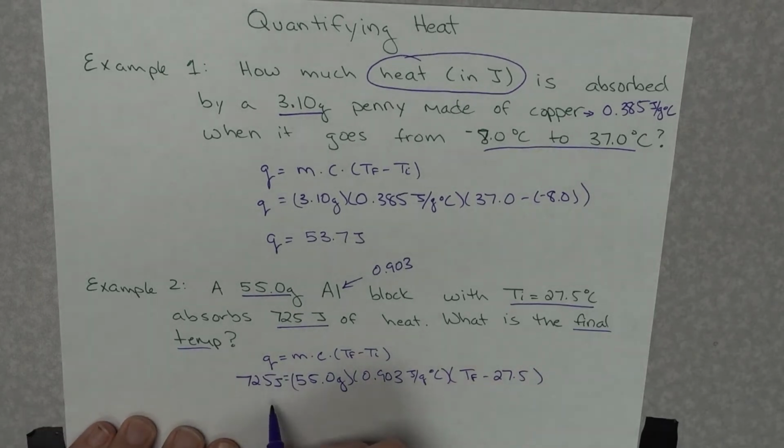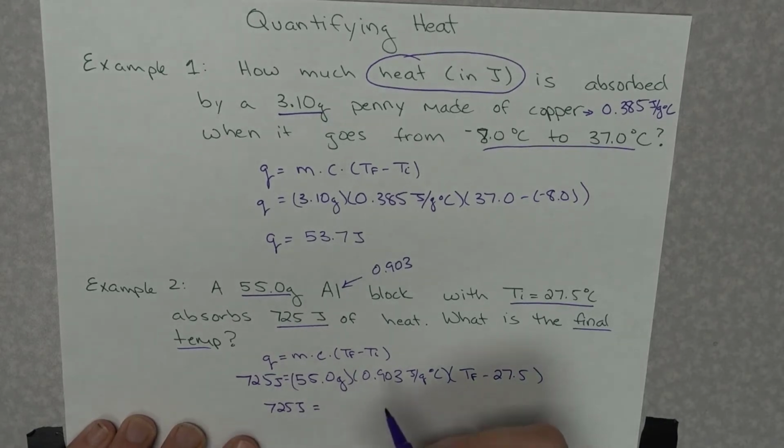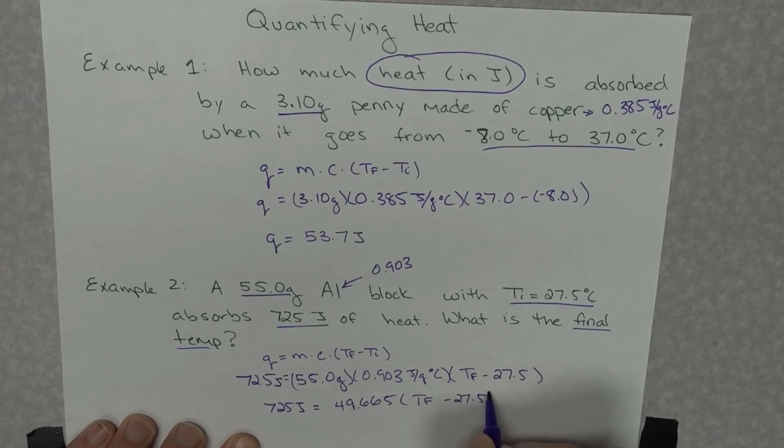Okay, so if I go through and do my math, I'm going to show all my steps just to be explicit. So 725 joules, combining these two terms, gives me 49.665 times TF minus 27.5. If I divide both sides by this 49 number, I get 14.597 equals TF minus 27.5, and then I just have to add 27.5 to both sides so that I get TF by itself. And when I do that, 42.1 degrees Celsius is my result.